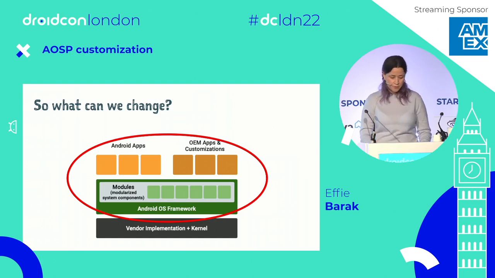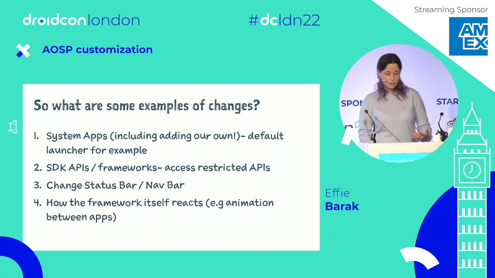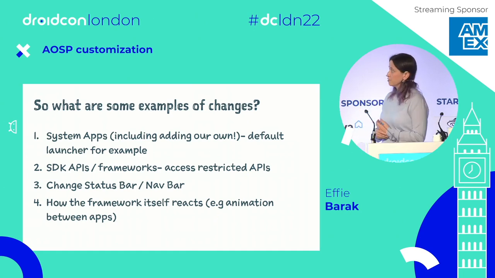We can add our own apps to that if we want. So some examples of changes that we can make: we can change the system apps, or we can add our own system apps. We can completely switch the launcher and change it into a completely different launcher. We can access and use SDK APIs and frameworks, even those that have restricted access from us as regular Android developers, because these system apps are bundled into AOSP. So because they're bundled into AOSP, they have access and permissions to access the frameworks themselves.